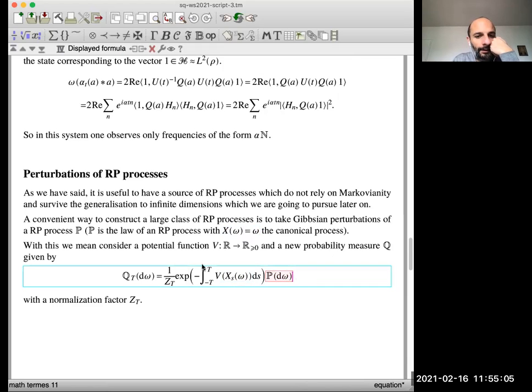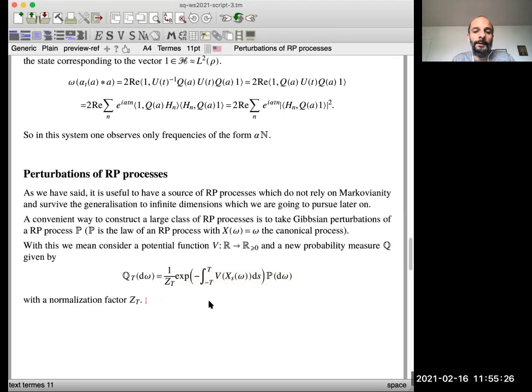Let's take it like this, and then you want to construct a new measure, which I call Q of t. Imagine a Gaussian, imagine the Ornstein-Uhlenbeck process. Then I multiply with this exponential and I normalize because I want a probability measure. And I can take any function, let's say positive. Bounded below would be enough.